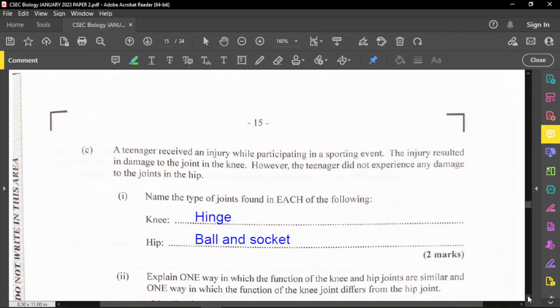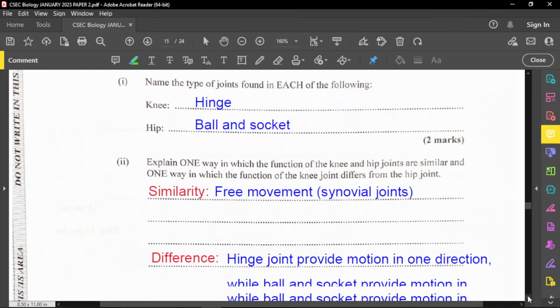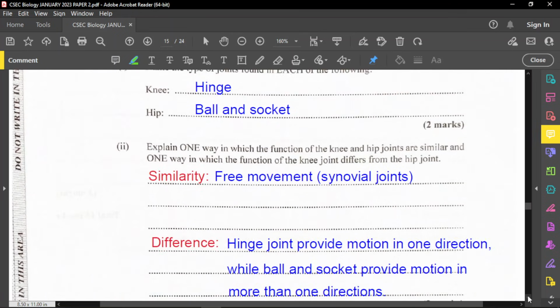All right, so part 1 is to name the type of joint found in each of the following. And so knee will be hinge joint, and hip will be ball and socket joint. And part 2 is to explain one way in which the function of the knee and hip joint are similar, and one way in which the function of the knee joint differs from the hip joint. And so the similarity between both is that they are free moving joints. We call them synovial joints.